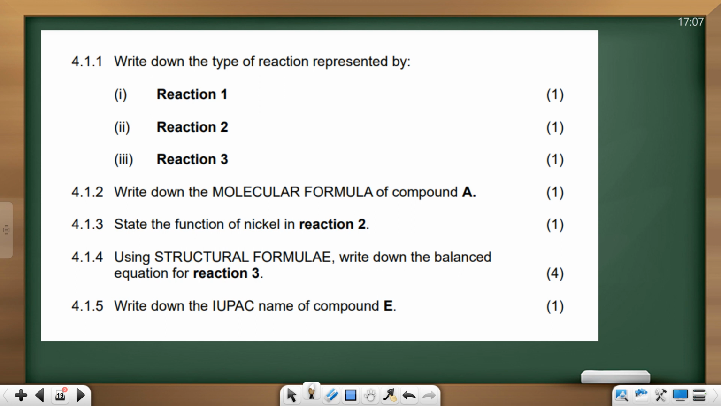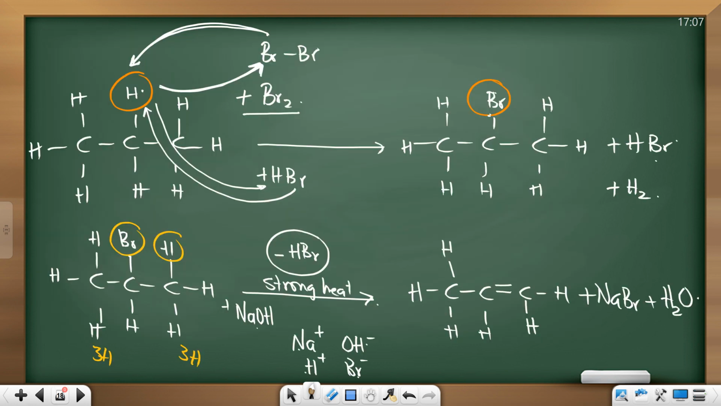Write down the IUPAC name of E. Let's write down the IUPAC name of that compound. What is this? 1, 2, 3. It's just propene. Prop-1-ene is not really correct. They will accept it, but it's not correct.